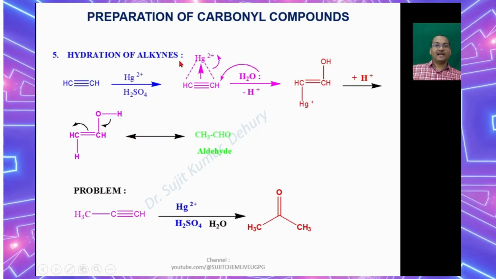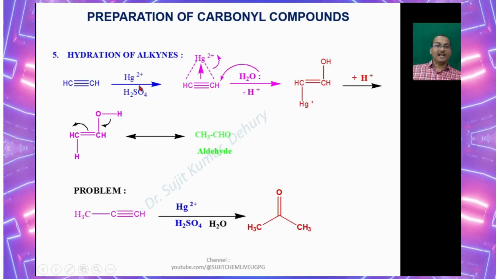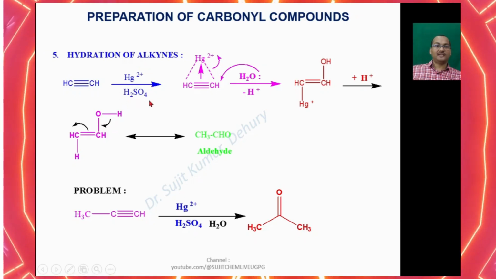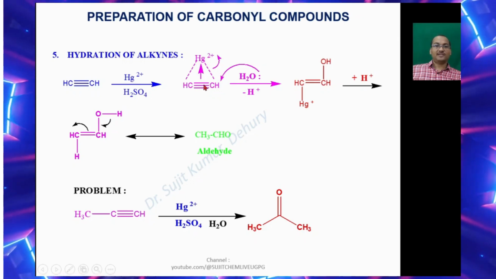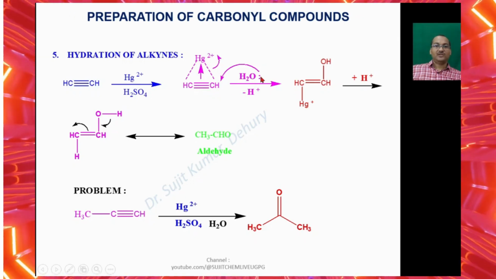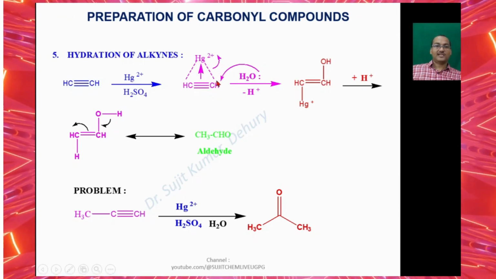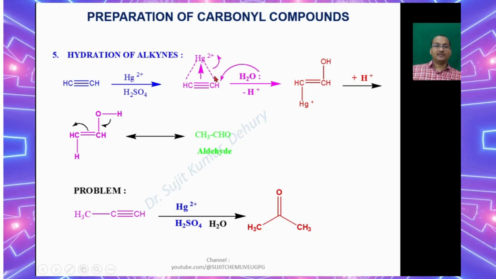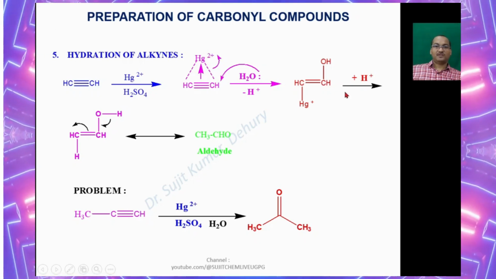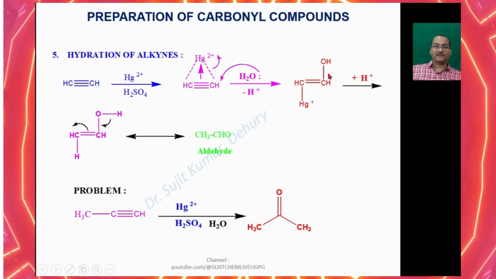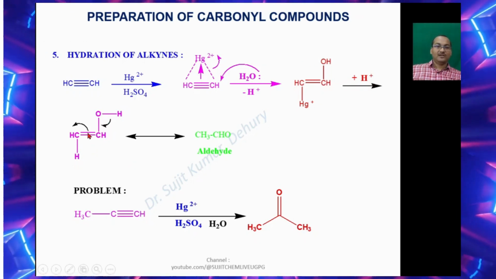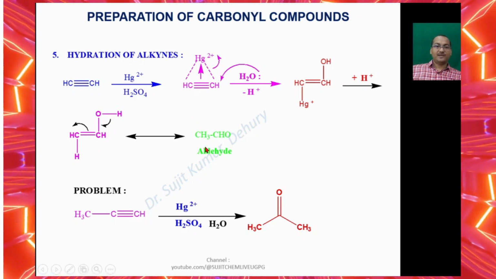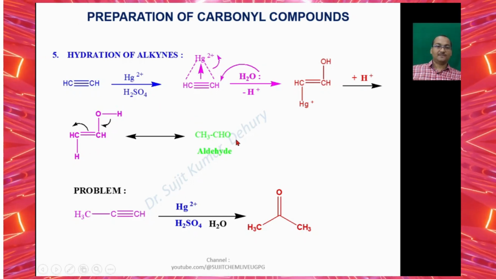Similarly, hydration of alkynes. Acetylene can react with Hg2 plus and sulfuric acid. Here you have a bond between Hg2 plus and the pi bond of acetylene. Water can act as a nucleophile, and this bond will break on Hg2 plus. You end up with this intermediate. Addition of a proton gives rise to this enol. This enol tautomerizes to give rise to an aldehyde, acetaldehyde.